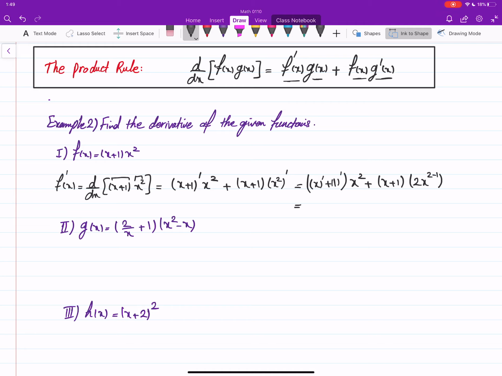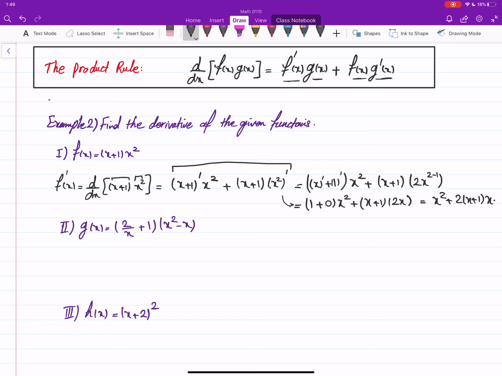Okay, let us simplify a little bit. The derivative of x is 1. The derivative of 1 is 0. And times x squared plus, well, x plus 1 times 2x. The final thing is x squared plus 2x plus 1 times x. You can simplify a bit more, but we already did the power rule and product rule here, and then we applied all the derivatives at this stage.